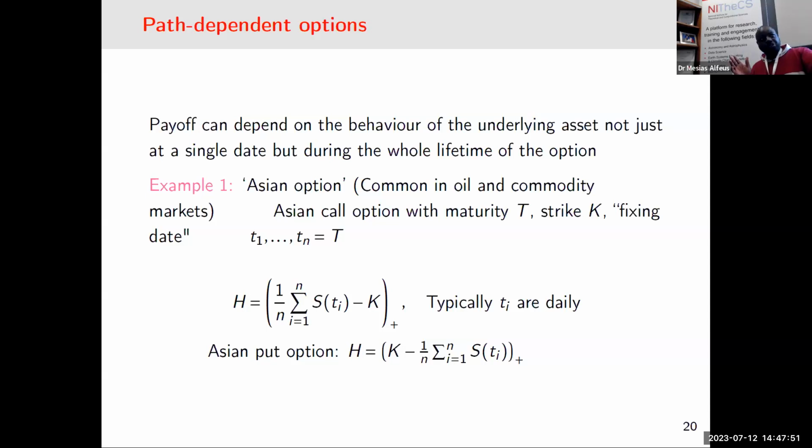The most basic, most common path-dependent options are Asian options. Asian does not have anything to do with geographical location. An Asian option means that when you evaluate the option, it depends on the average of the path taken by the underlying. So for an Asian call, it's the average of the path minus K, the strike price, and the plus just means it takes this value if it's positive, or zero. And this is the Asian put option. This is common in the commodity market.